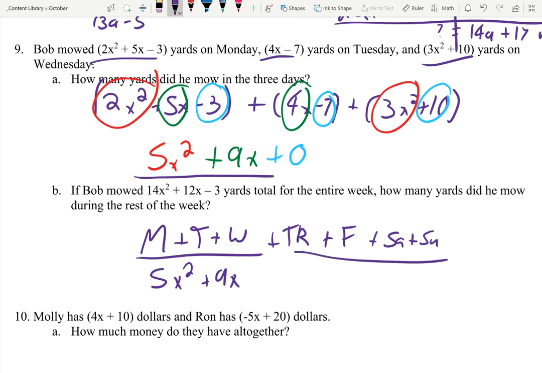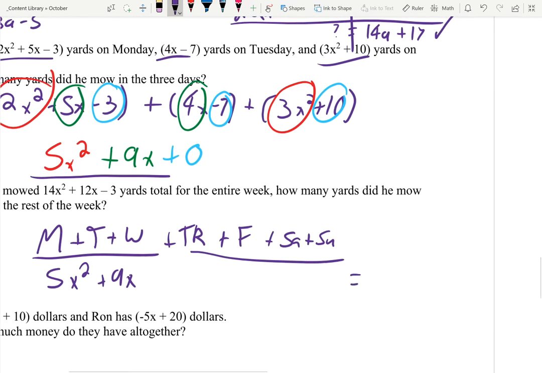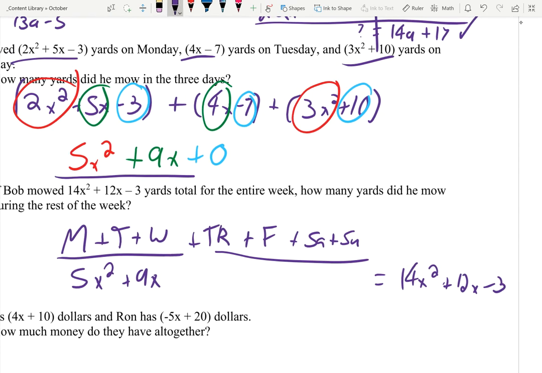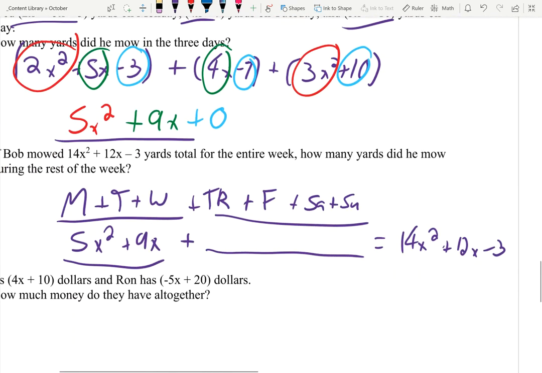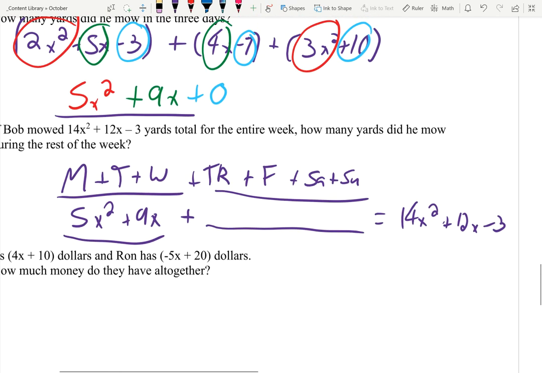If he adds that up, he ends up with the week having a total of 14x squared plus 12x minus 3 yards cut. So basically, we already know he's got that much cut, right? We have to fill in the gap to see how much left he would have to cut to reach this grand total. It's pretty much the exact same thing as the last two problems, right? So you can approach it two different ways.